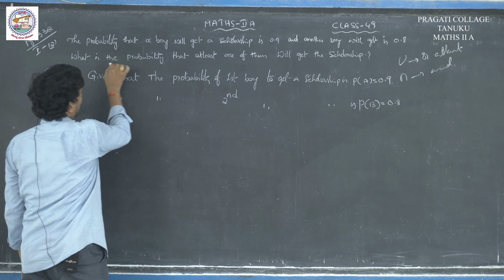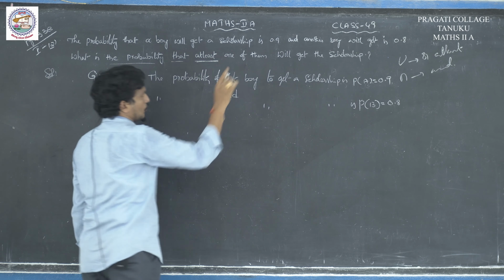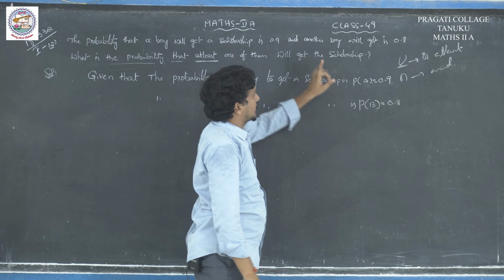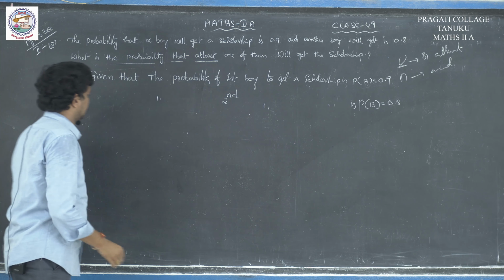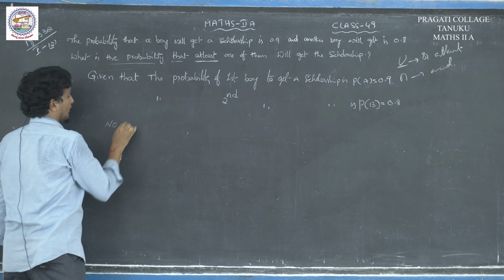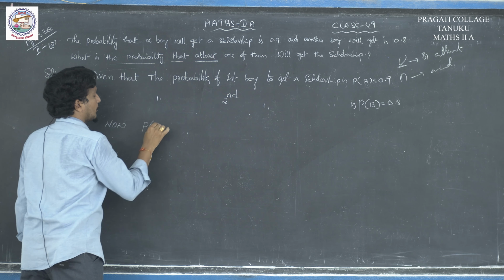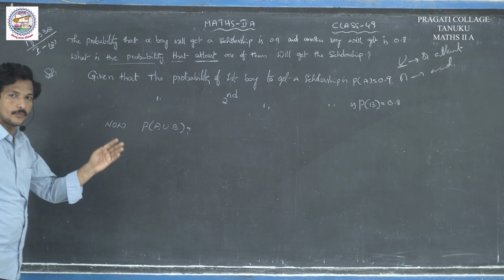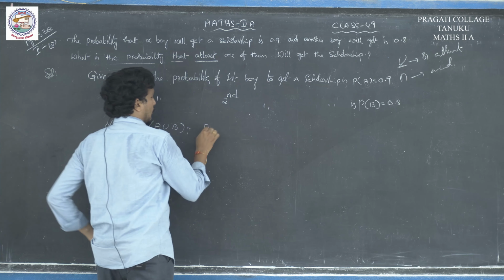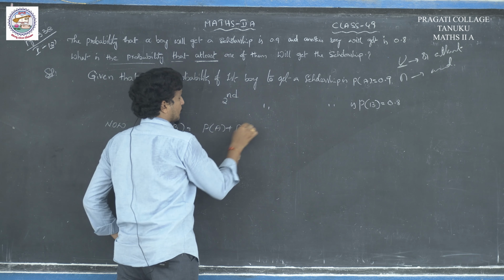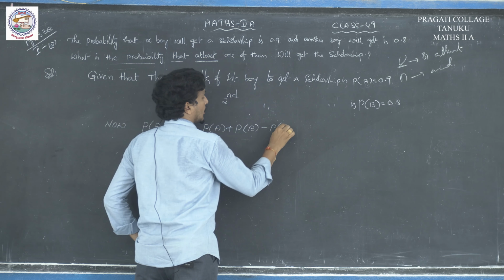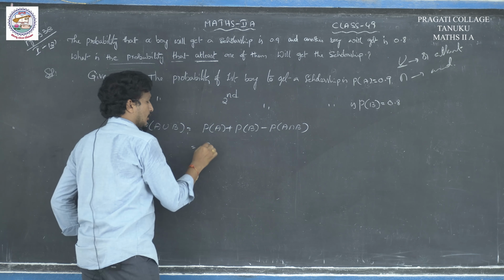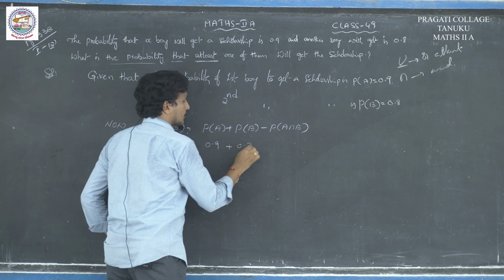Here, to find the probability that at least one of them will get the scholarship, we use the symbol union. Now, to find P of A union B, at least one of them, it is denoted by P of A union B. What is the formula? P of A union B is equal to P of A plus P of B minus P of A intersection B. Here P of A means 0.9, P of B means 0.8.